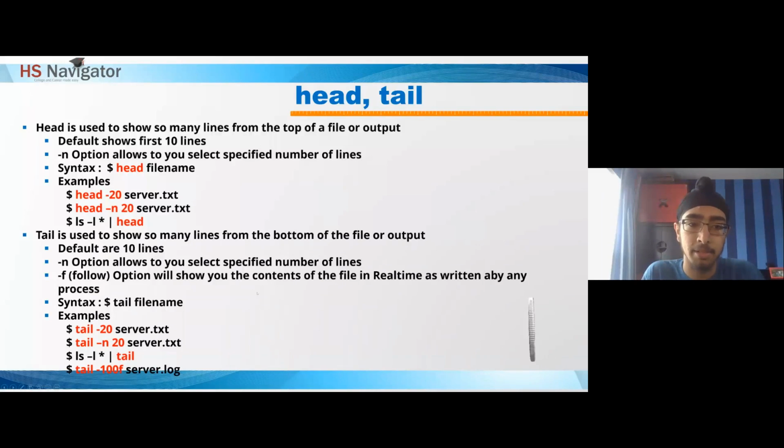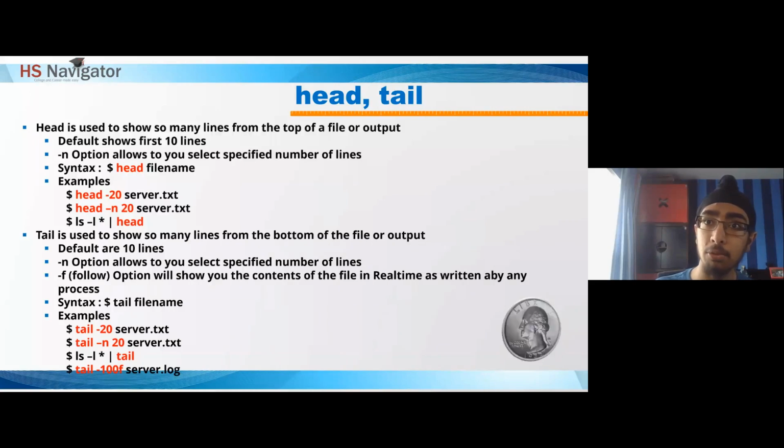Tail -n 20 is the same thing. ls -l with tail, or tail -100f. So -f is actually a really, really important thing because it lets you show the contents of the file in real time. So let's say you have a file called server.log. Every time someone accesses your website or your server, it'll print out their name and what they're accessing. So if you do tail -100f server.log, it'll print out in real time the last 100 lines from that file.